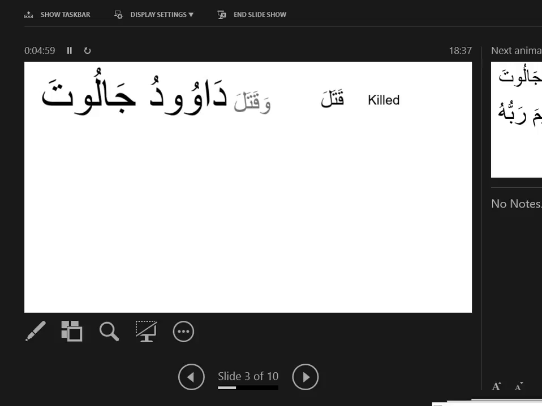Got the idea, right? So if you recite the Quran and you mispronounce like Dawuda Jalutu, it means Jalut killed Dawud. It's wrong, right?